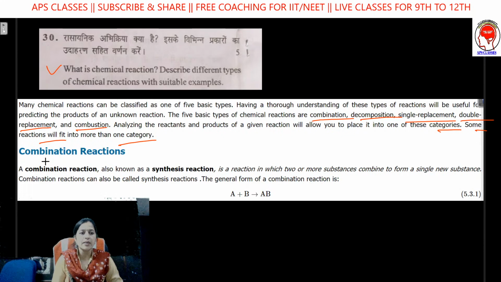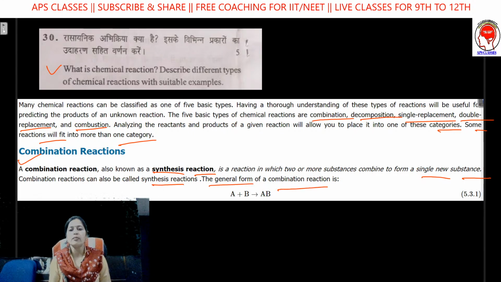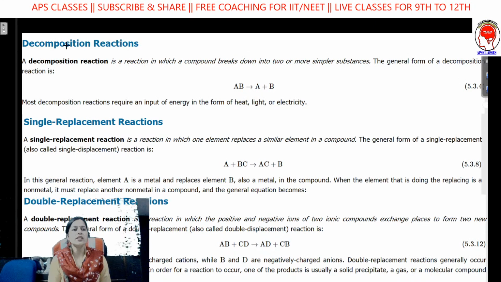So let us start with our first chemical reaction, that is the combination reaction. A combination reaction is also known as synthesis reaction. That means this reaction is a reaction in which 2 or more substances combine. A reaction in which 2 or more substances combine to form a single new substance is known as the combination reaction. Combination reactions can also be called synthesis reactions, and the general form of a combination reaction is A plus B gives rise to AB. That means 2 or more substances combine to form a single new substance. So this is the combination reaction. Second one is the decomposition reaction.